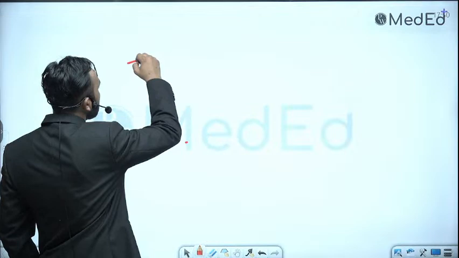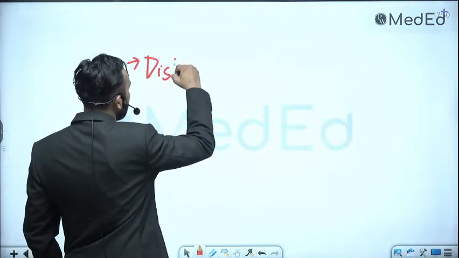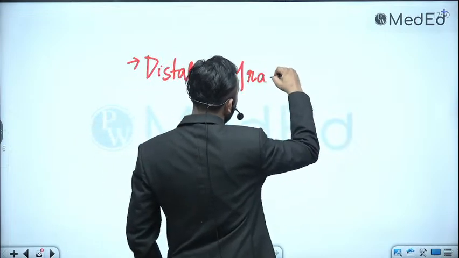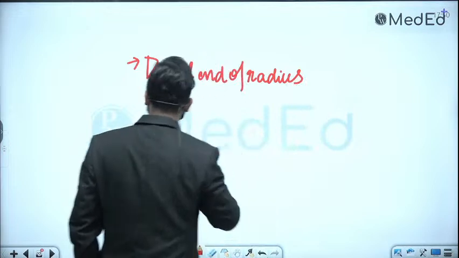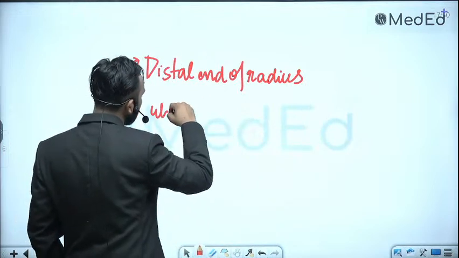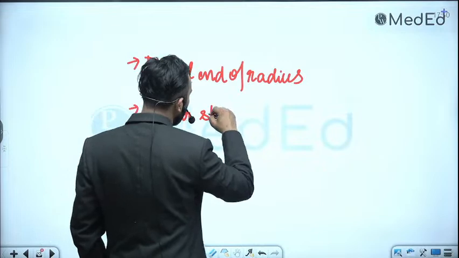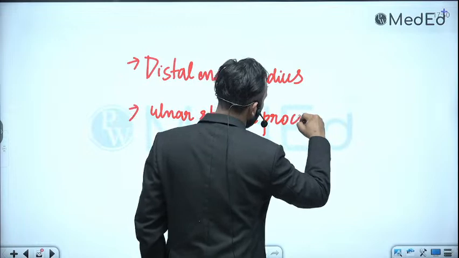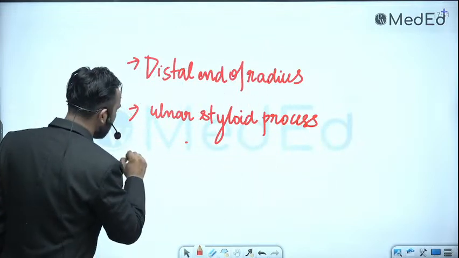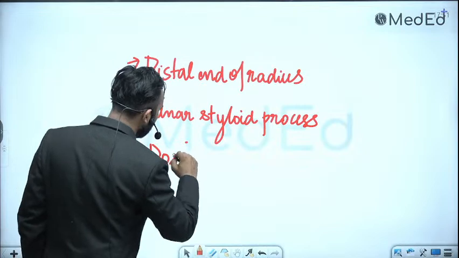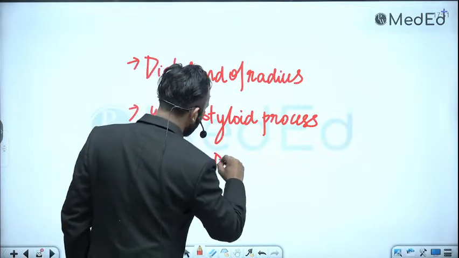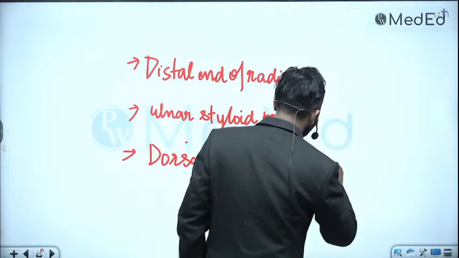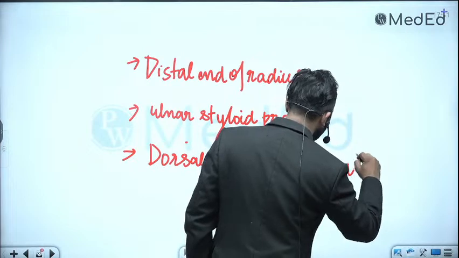What are these three important components? Fracture of distal end of radius, then you have fracture of ulnar styloid process, and the third is dorsal displacement of the fractured segment. So guys, all these are important features of which fracture?